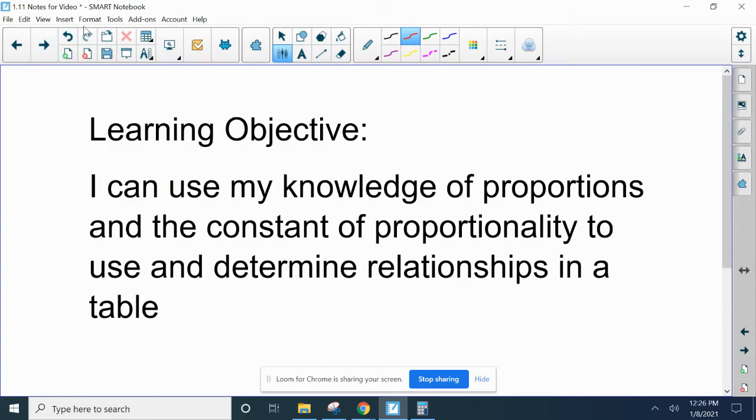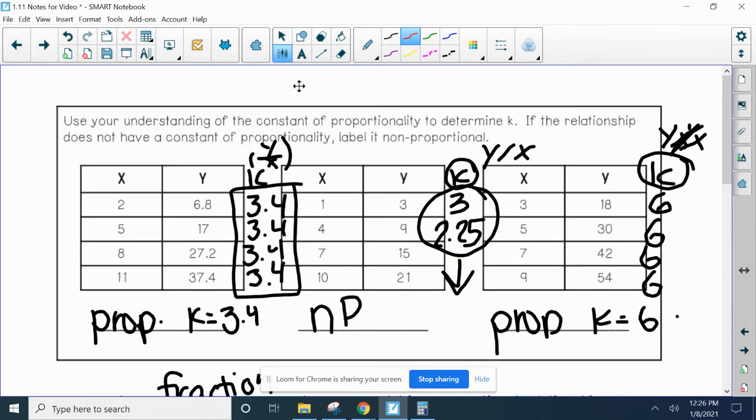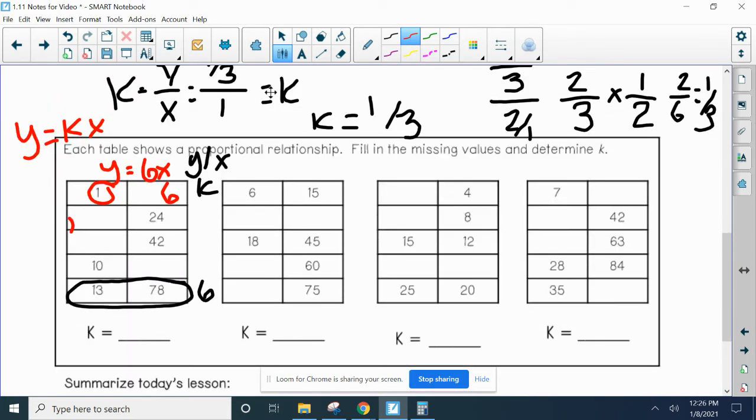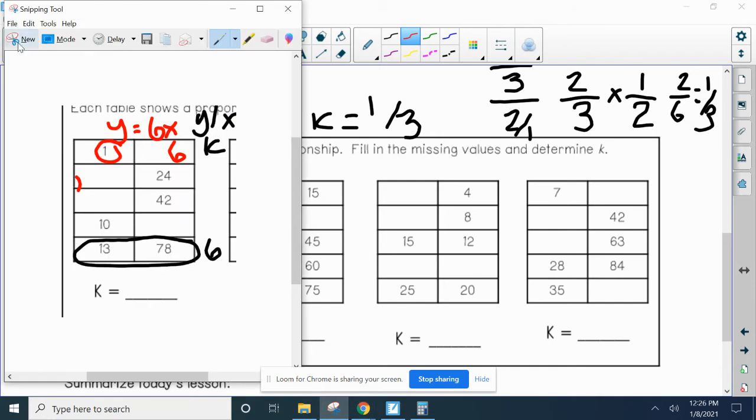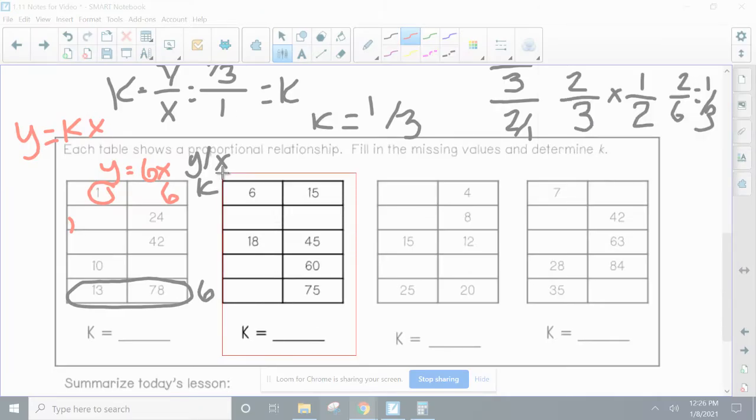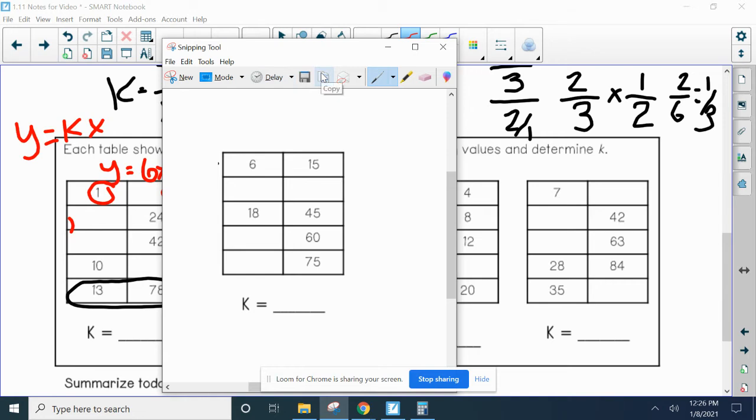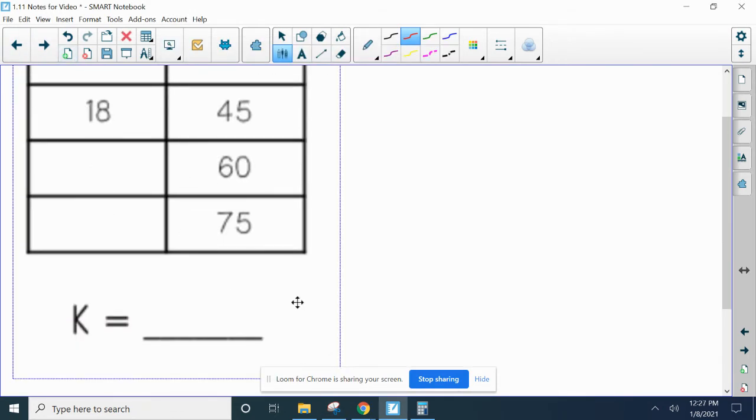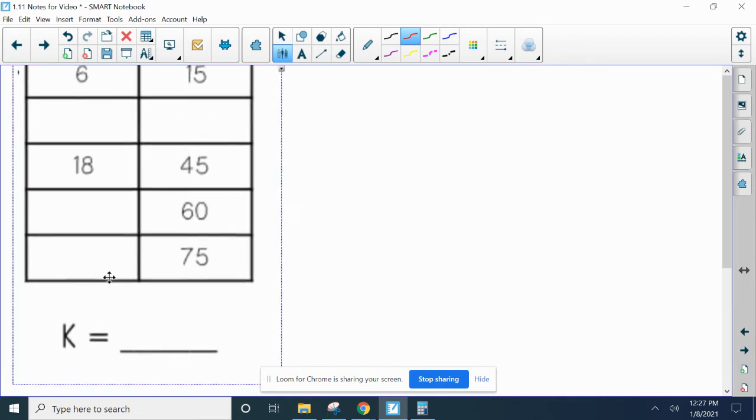All right, I'm going to do one more with you. I'm going to have you pause this and do it yourself. All right. So I'm going to make this one neater because I feel like I flustered a little bit trying to work with this. All right.